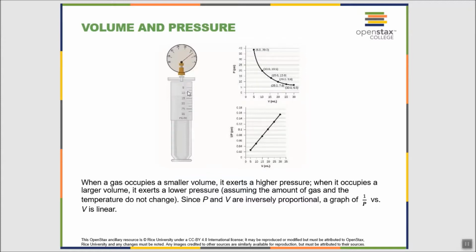So here we have a gas essentially in a syringe. It's kind of hard to see here, but we look at what happens to the pressure when we push in on the syringe. As we push in on the syringe, and if you've ever done this, you know the pressure increases as the volume decreases. So as volume goes down, pressure goes up. That is an inverse proportionality. So these are inversely proportional.